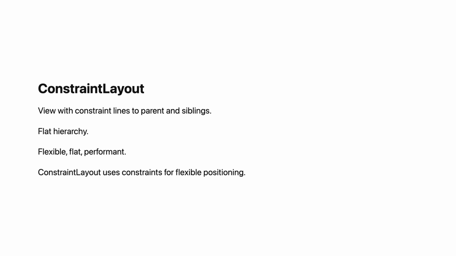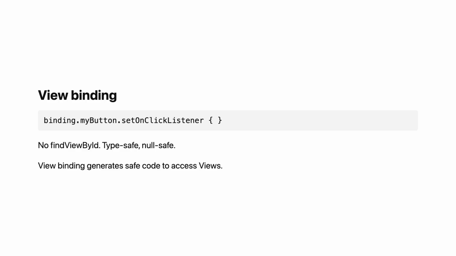ConstraintLayout positions views using constraints. Constrain a view to another view or to the parent. Left to left of parent. Top to bottom of sibling. Each view needs enough constraints to determine position: at least one horizontal and one vertical. Chains group views together. A spread chain distributes them evenly. Guidelines are invisible lines for alignment. ConstraintLayout is flat. One level, many children. No nesting needed. Better performance. The layout editor makes visual editing easy.